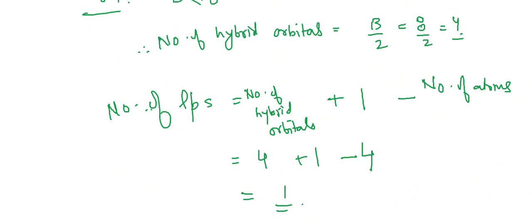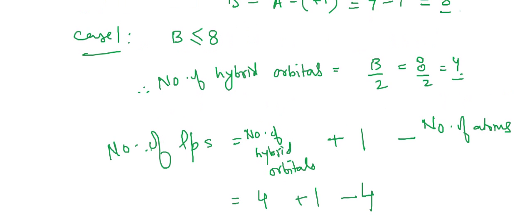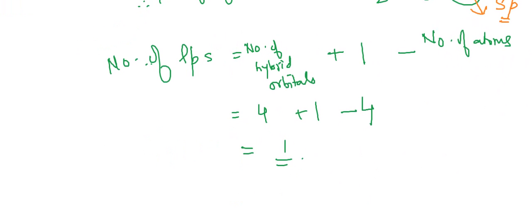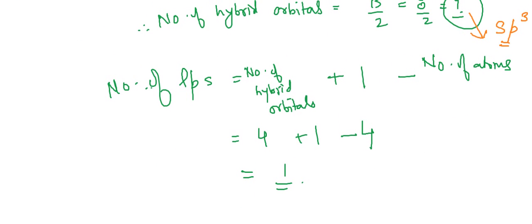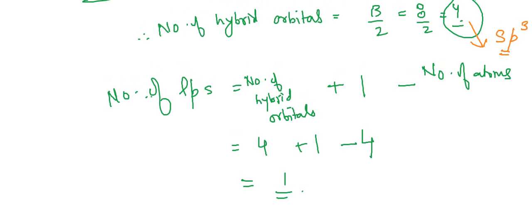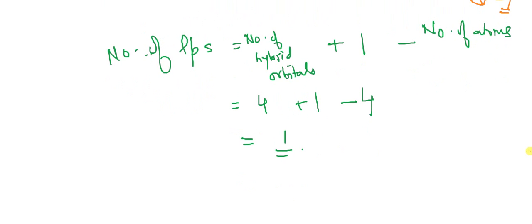So what should be the structure? Since you got 4 hybrid orbitals and 1 lone pair, its hybridization is going to be sp3 hybridized, and I'll tell you the table. After seeing that table, you'll be easily predicting the geometry, the shape, angle, lone pairs, and hybridization. Everything you'll be able to see in that video.